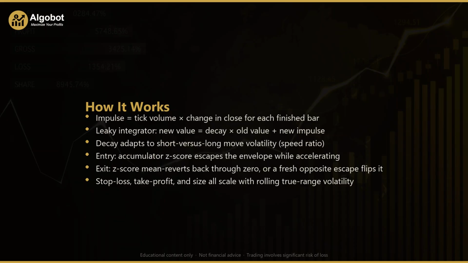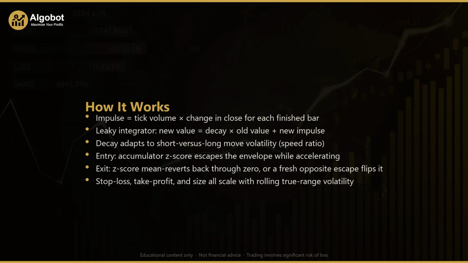That impulse is added into the leaky integrator, where the previous accumulated value is first multiplied by the adaptive decay factor called lambda. Lambda is computed by raising the DecayBase, which defaults to 0.9, to the power of the speed ratio, then clamping the result between 0.5 and 0.98. Speed is simply short window move volatility divided by long window move volatility.